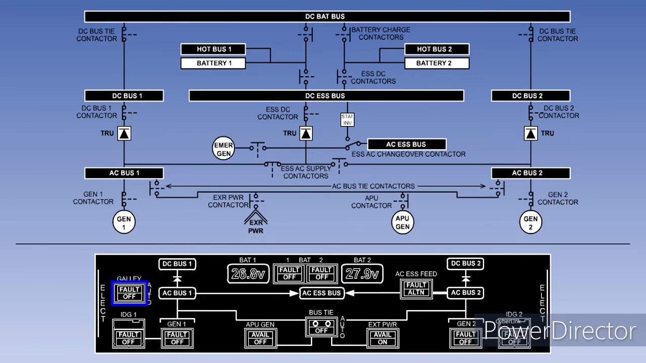The galley switch light allows the pilot to cut off the power supplies to the galleys or shed the galley loads. This may be required when operating with only one generator online. Finally, the voltages of the two batteries are continuously displayed on the panel.